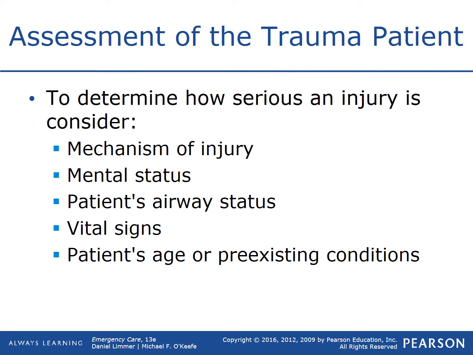So when you're assessing that trauma patient, there's a few factors to be considering to determine how serious that patient's injuries may be. Considering the mechanism of injury. How did they get hurt? Was it a major traumatic injury or something more subtle such as a splinter? Assessing their mental status. If any patient has an altered mental status, that is a very significant indicator of a serious injury.